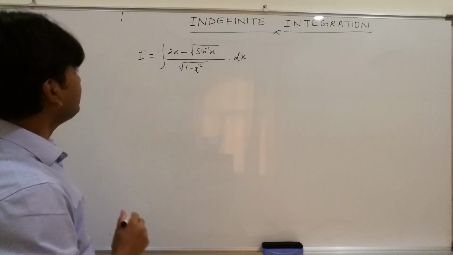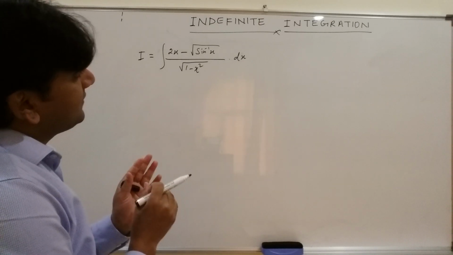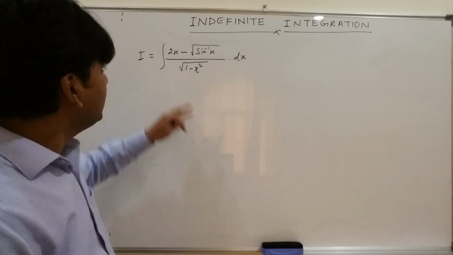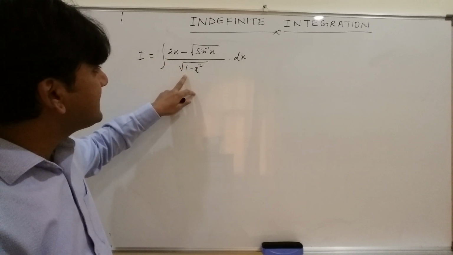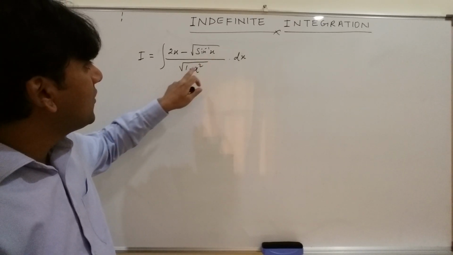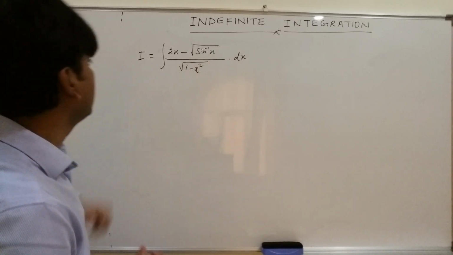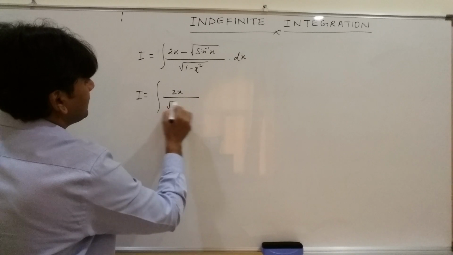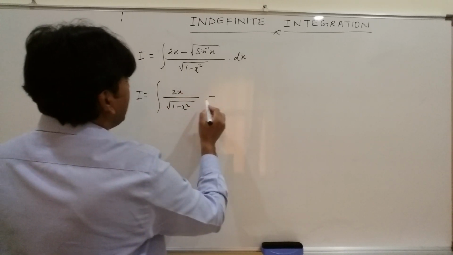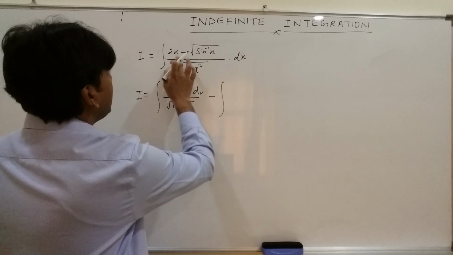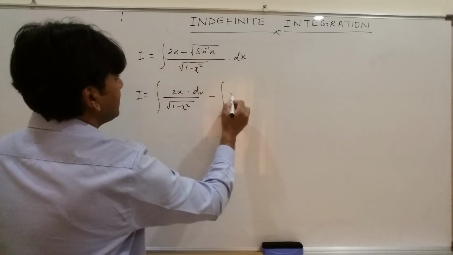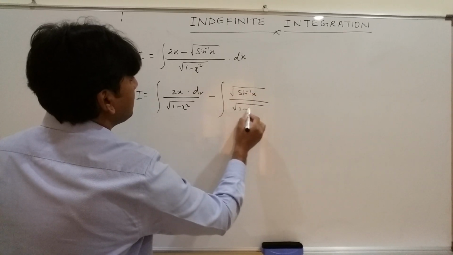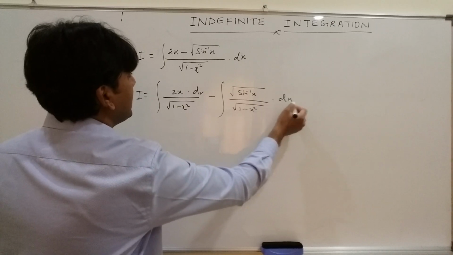Let us understand. It looks like a very bulky question, right? Very tough one. But if you observe, then you can break this 2x over root 1 minus x square, you can write this root sin inverse x over root 1 minus x square. So I will break this question: integration of 2x over root 1 minus x square dx, then minus this integration root sin inverse x over root 1 minus x square dx. Okay.